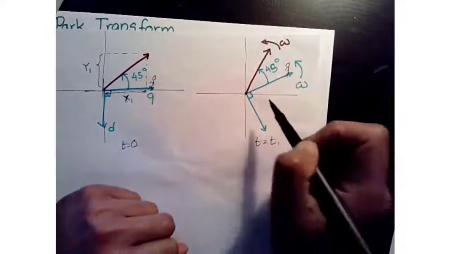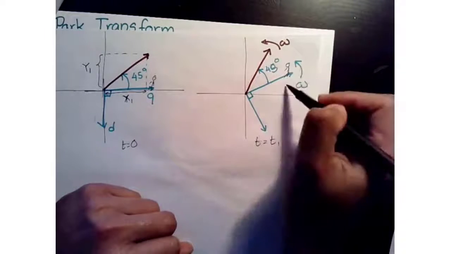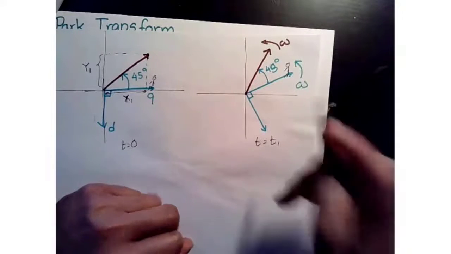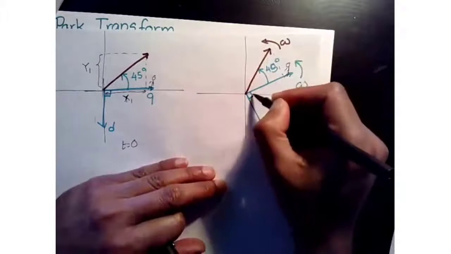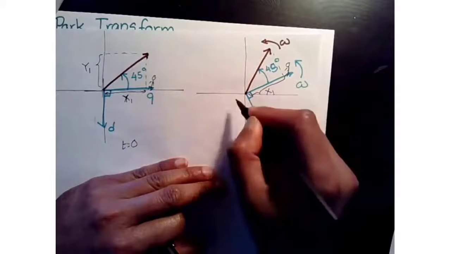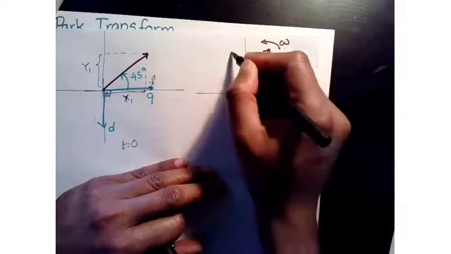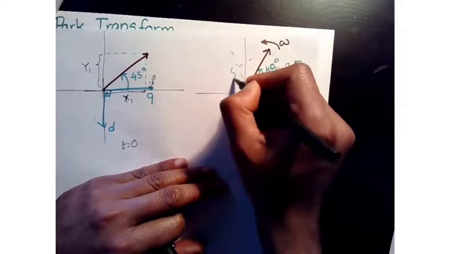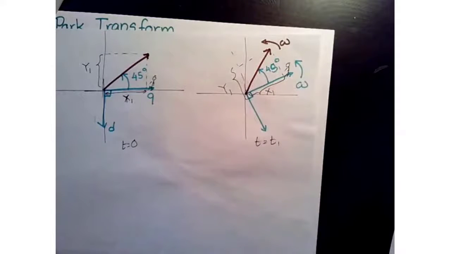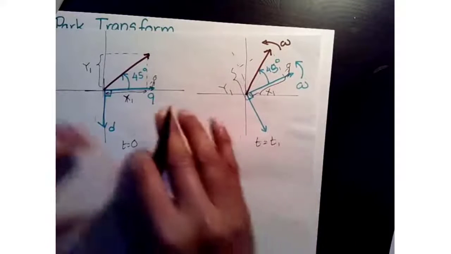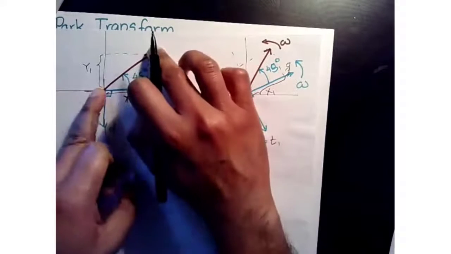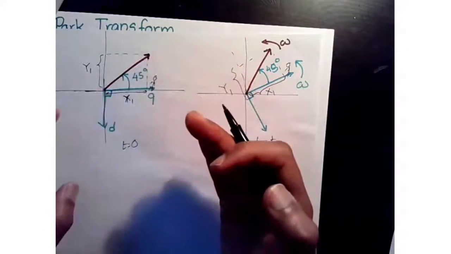What do you think you will see as the projections of the vector at this time? Exactly, they are going to be the same, right? So you're going to see them as x1 and y1. Okay, so that is crucial. They didn't change.